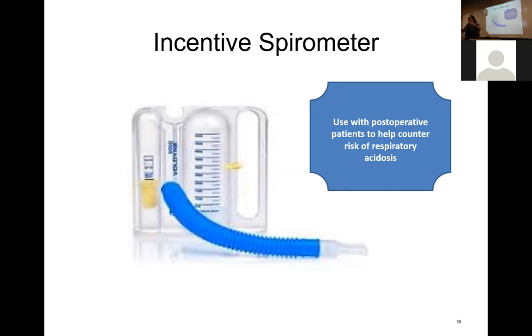And then the incentive spirometer makes you take deep breaths and open up those alveoli at the bases of your lungs. And it's expected that they'll cough. That little friction can make them cough. That's not a bad thing. That's an expected finding, okay? Good.